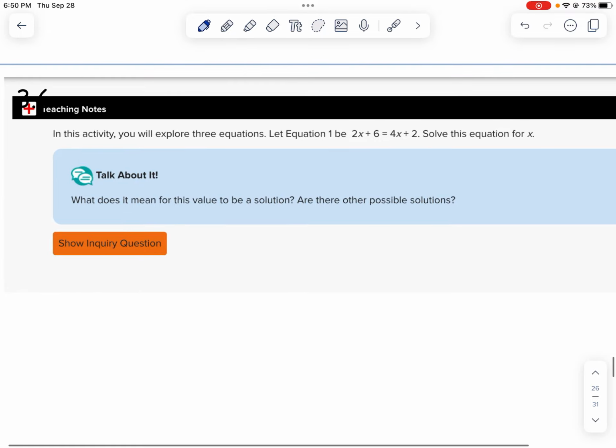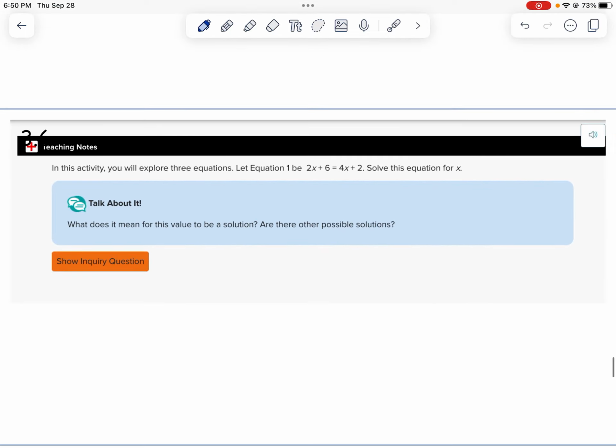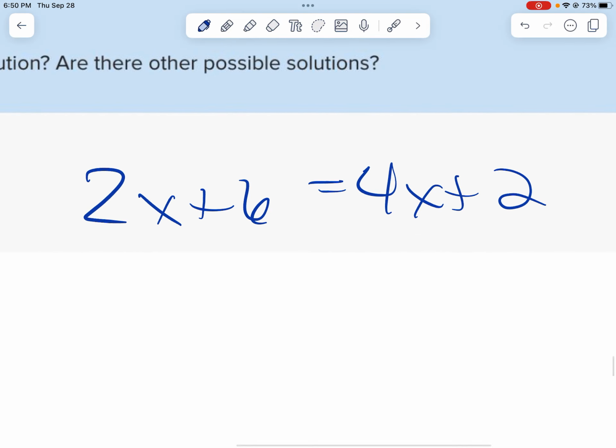So let's look at this. It says in this activity you will explore 3 equations. This is equation number 1. Solve the equation for x. So 2x plus 6 equals 4x plus 2. So if I'm going to solve this, we're going to subtract 2x from both sides.